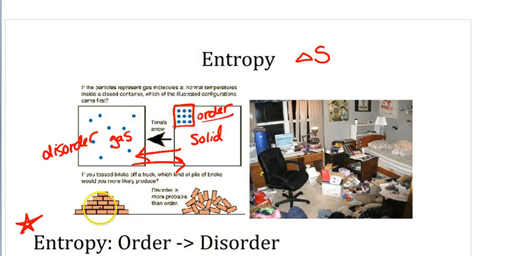Here's another visual. Here you have some bricks which are nicely stacked together. So this is organized. So we'll say this is order. And here it's going to move to disorder. So disorder is more probable than order because, again, it takes little to no energy for that to happen.